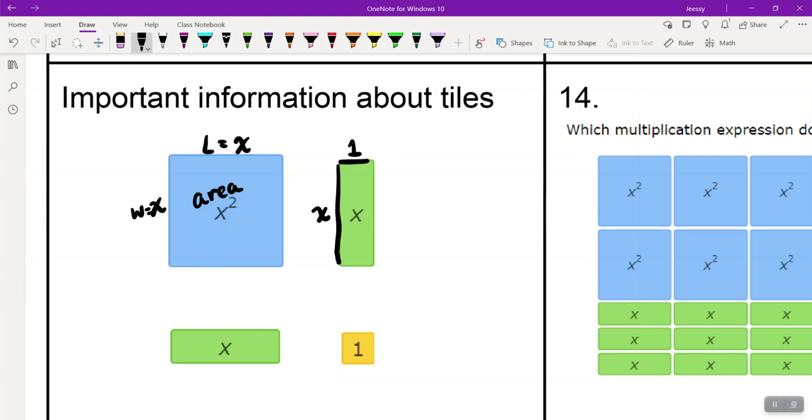What is x times 1? X. That's why the area is x. Same thing with this one. This is 1, and that one is x. 1 times x gives us an area of x. Now, what gives us an area of 1? 1 times 1. So that means that the length is 1 and the width is 1.